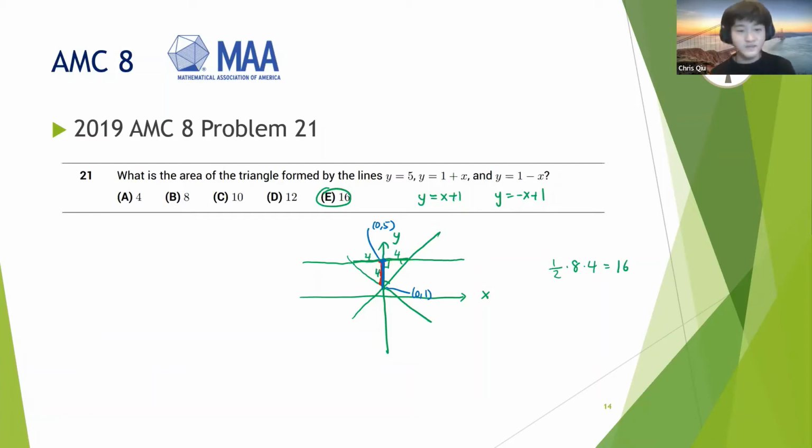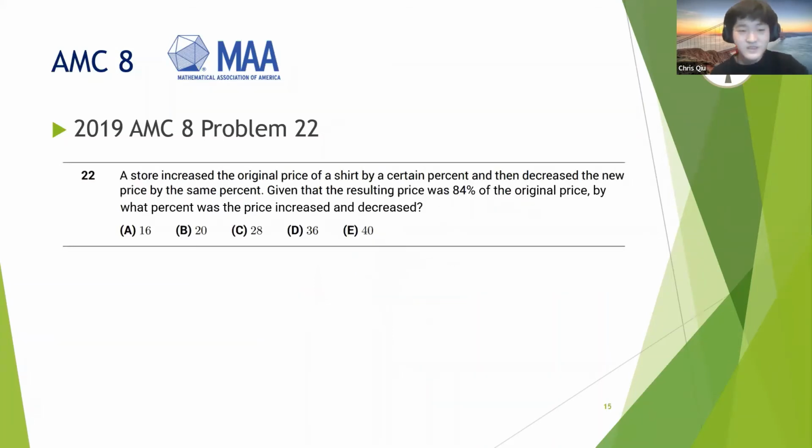All right, so let's move on to the next problem, which is problem 22. So in this problem, we're told that a store increased the original price of a shirt by a certain percentage and then decreased the new price by the same percent. We're told that the resulting price was 84% of the original price. And then we want to know the percent that the price was increased and decreased.